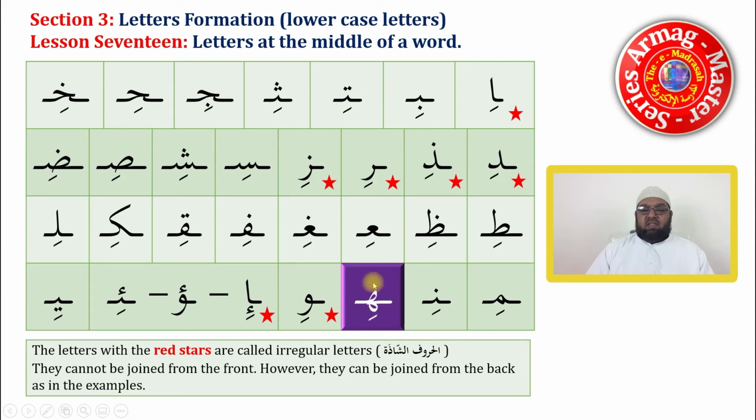Pay attention to the ha. The ha also changed the form. It is not like how it was before. So we have the connection line run through it, and one little circle on top and another one at the bottom. It's not like a circle, it's more like an egg shape. So that is how we write ha when it comes at the middle of a word.